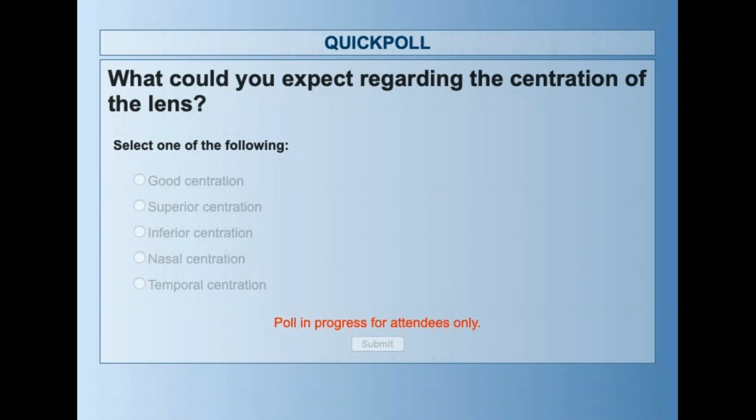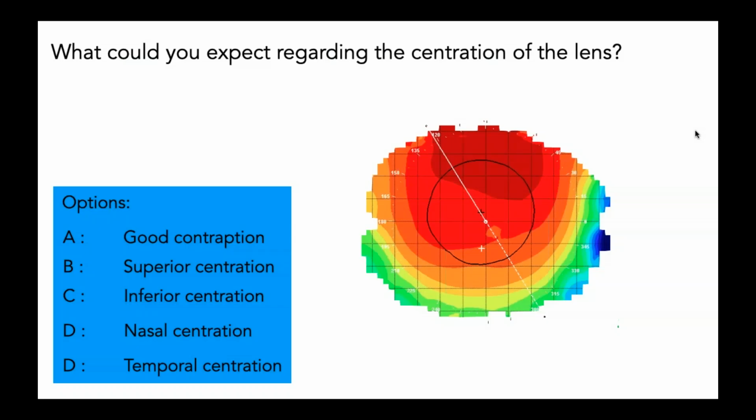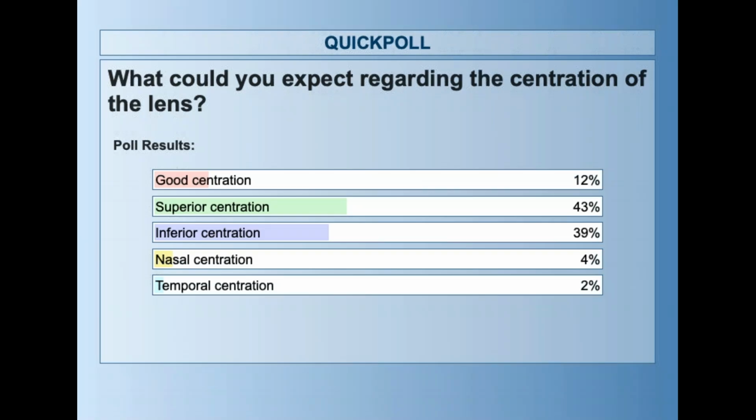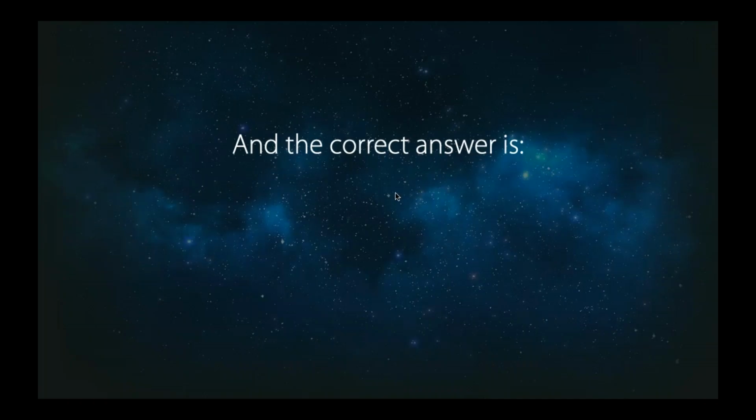Okay, we're almost there. And I will close the poll, and let's share the results. What we see is the majority say, okay, it will go superior. The other part say, okay, it will go inferior. But those are the most chosen by everyone. And let me hide the results and go back to the lecture, because what is the correct answer? The correct answer was B, the superior centration. So the centration will be superior.